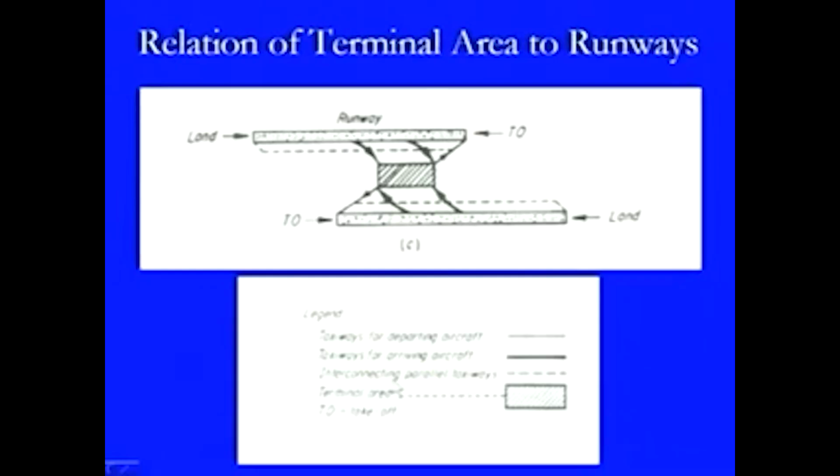The various legends have been defined here. We have the lines which define the taxiways for departing aircraft or the taxiways for arriving aircraft, the interconnecting parallel taxiways, the terminal area, and then TO is an abbreviation we have used for takeoff.